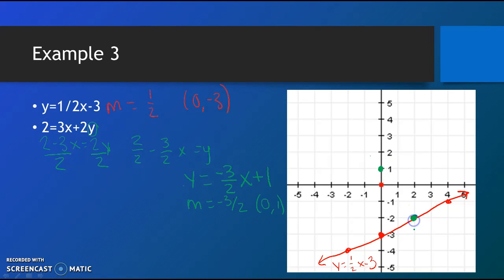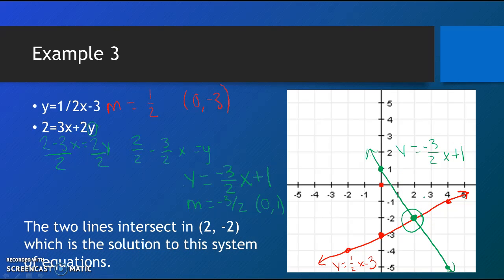So we're going to be finishing our points down 3 over 2. And we can draw our line, making sure we label it, so we have y equals negative 3/2 x plus 1. So looking at our graph here, both of the lines are going to intersect at 2, negative 2. Therefore, that will be our solution to this system of equations.